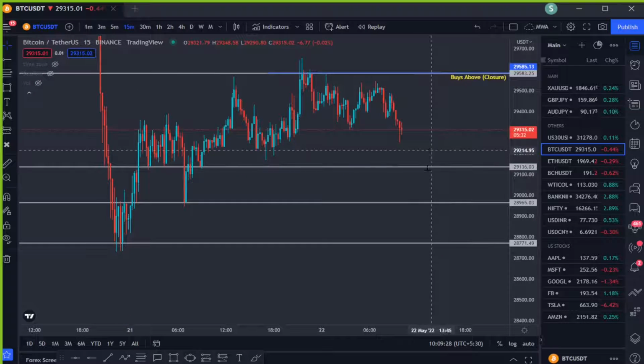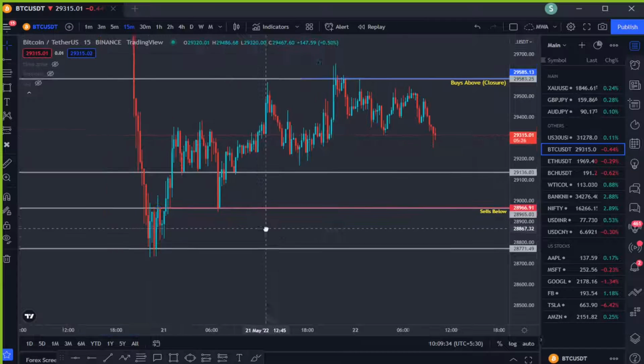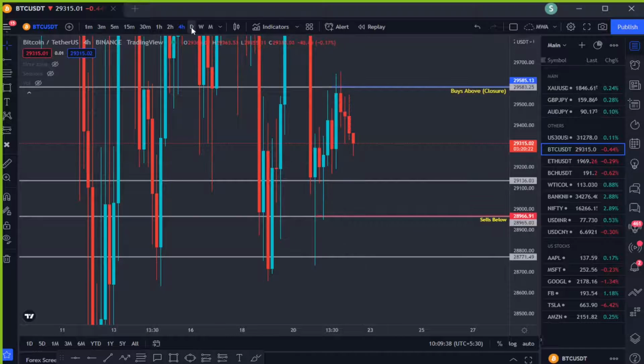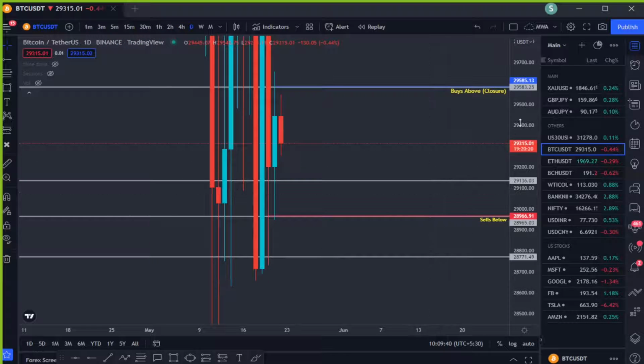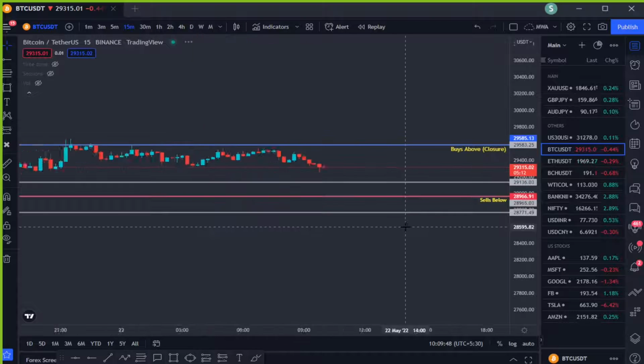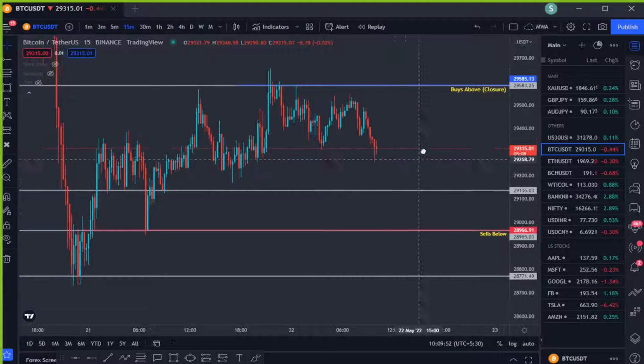Now for the short setup, I will say it's better to look for the shorting setup below this level, because if we look at the 4 hour time frame, that will be pretty much bearish, and the daily also, by that time, we'll be breaking the low of the previous daily candle. So that's a pretty good area to look for the short setup for the Bitcoin, right?